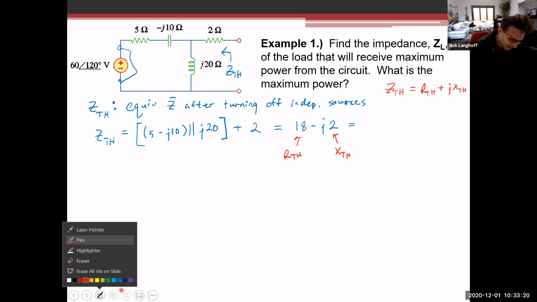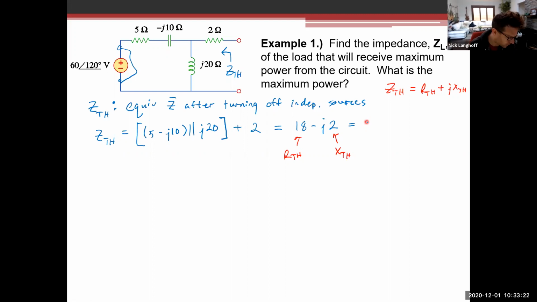So looking at that in magnitude form, we see that this is, because we'll need that as well, 21.63 at an angle of minus 33.7 degrees in ohms.